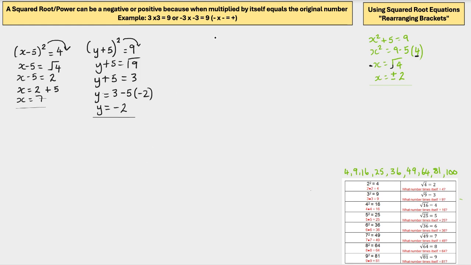Okay, do another one. Let's do it down here. Actually, w plus 6, all squared, I need a new nib on my pen here, equals 49. You should all know that 49 is a squared number. So let's get this out of the brackets. We're going to square root 49.